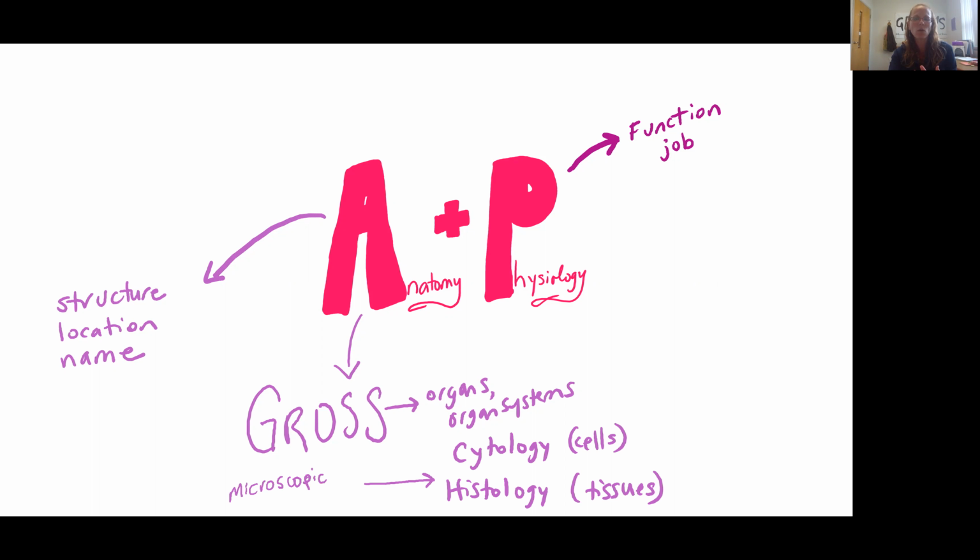So in addition, of course, to studying the anatomy of cells and tissues and organ systems, we also are going to be adding in that physiological piece. So not just where it's located, what it's called, what it looks like, but also what it does. And that's it.